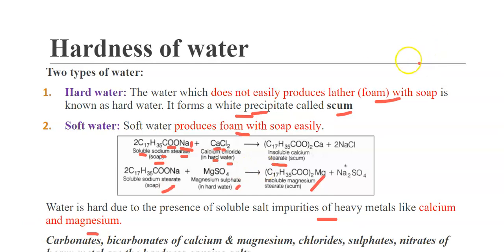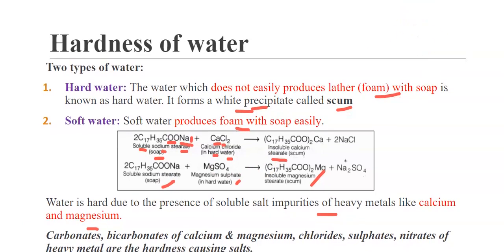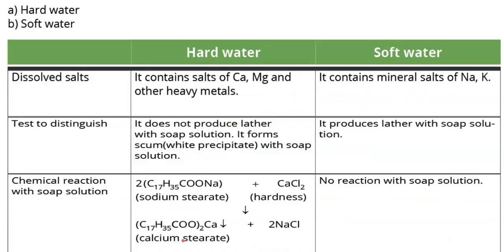Carbonates, bicarbonates of calcium and magnesium, and chlorides, sulfates, nitrates of heavy metals are the hardness causing salts. Let us look at the basic difference between hard water and soft water. Hard water contains dissolved salts of calcium, magnesium and other heavy metals, while soft water contains mineral salts of Na and K. Sodium and potassium are in group 1 of the periodic table. Those are light metals.